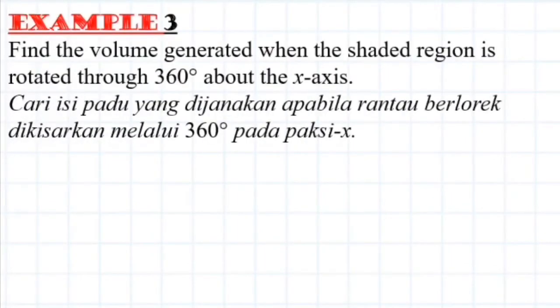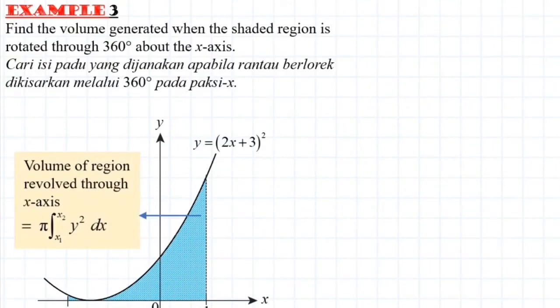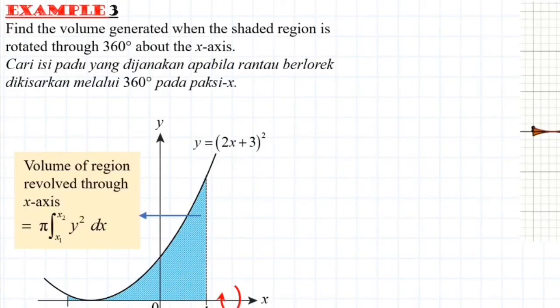Okay, next we will discuss another example. For this one we also focus on the volume generated about the x-axis. So our function is y equal to 2x plus 3, power 2. So the first step is you have to make sure you write the right formula. Pi, I think the limit was from negative 2 to 1, y squared dx.